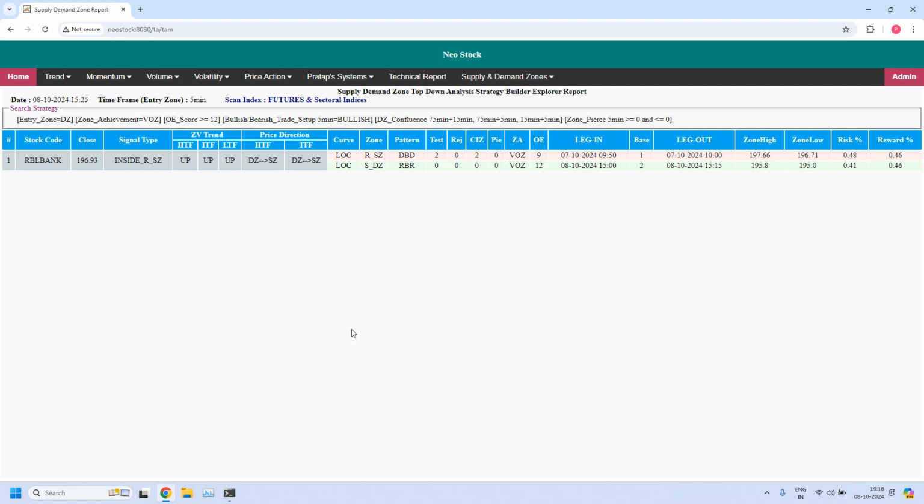That is LTF, ITF, HTF confluence. That means the 5 minute zone is part of the 15 minute zone, and the 5 minute and 15 minute together are again part of the 75 minute demand zone. And the 75 minute trend is an uptrend. If this stock's 75 minute demand zone has daily EMA confluence, it is an even higher probability setup.